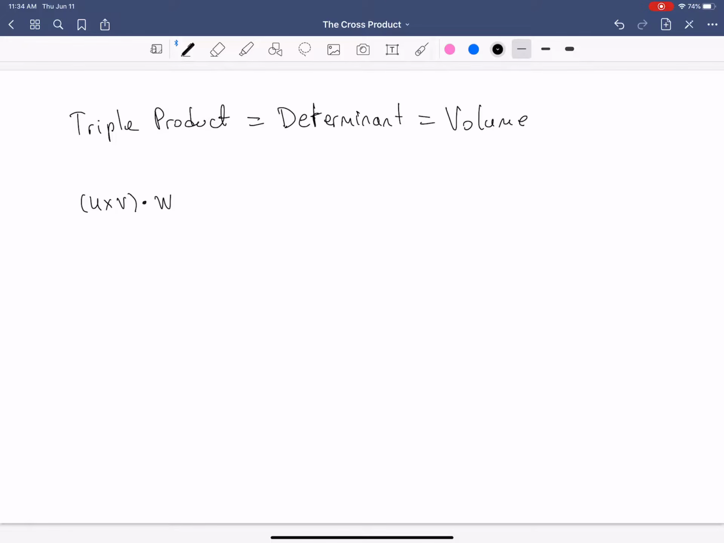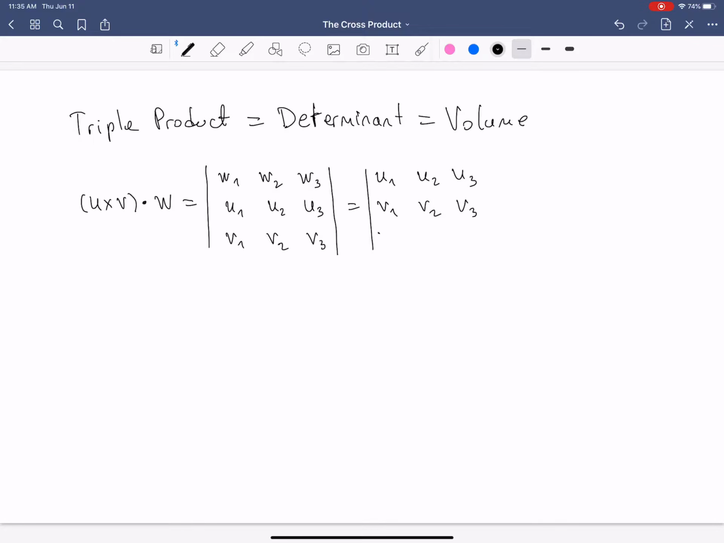And now the interesting thing, and you can take time to compute what this is, but really what you get is this matrix: W1, W2, W3, U1, U2, U3, V1, V2, V3, which is also equal to, if you want to shift W to be at the bottom and U and V at the top, U1, U2, U3, V1, V2, V3, W1, W2, W3.